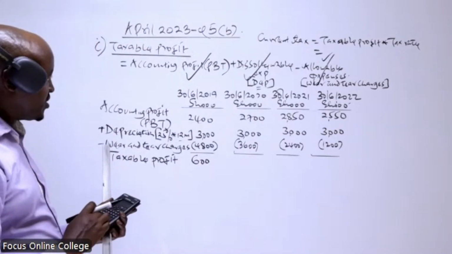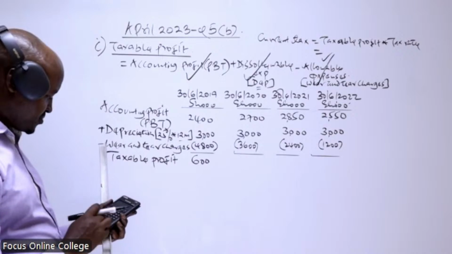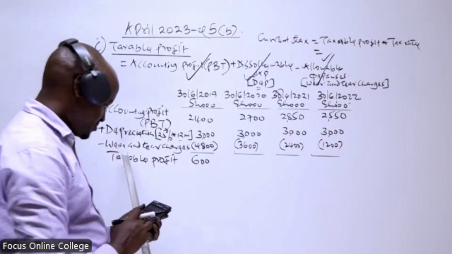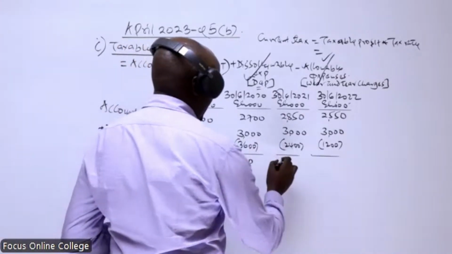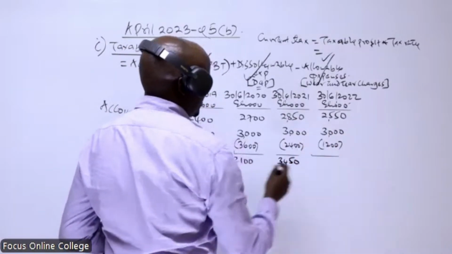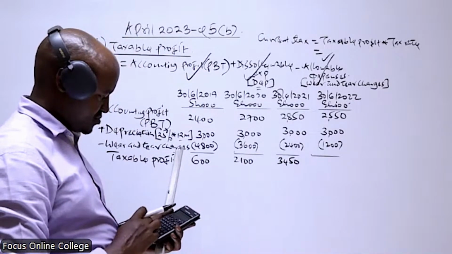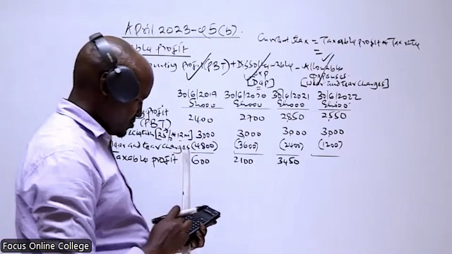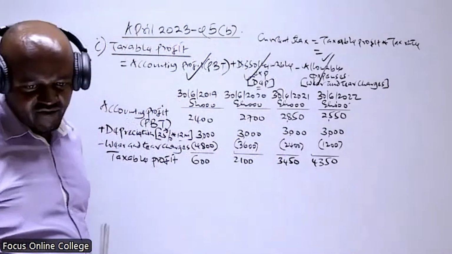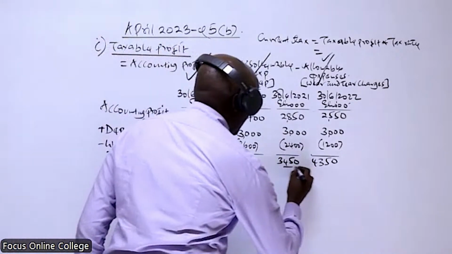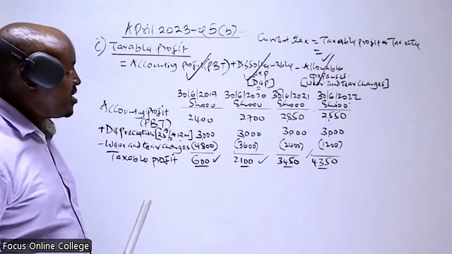So year 2, we have 27, or basically 57 minus 36, which will give us 21. And then here we have 3450. Here we have what? We have 4350, yes. So that basically is what was required there, the taxable profit.